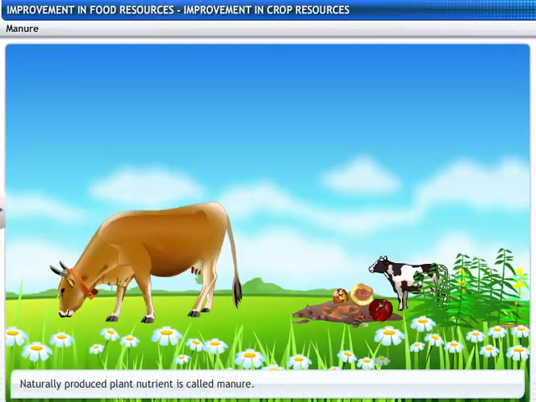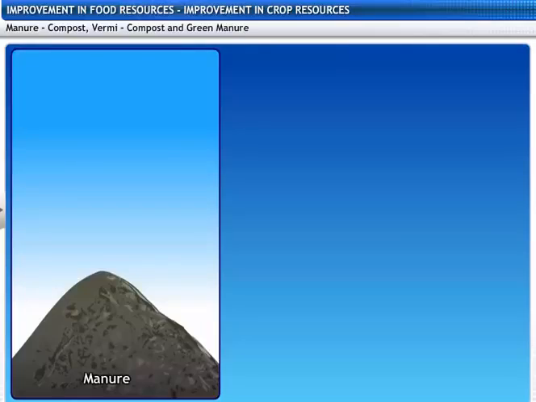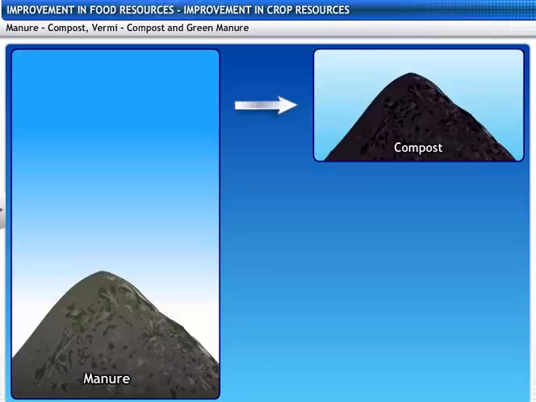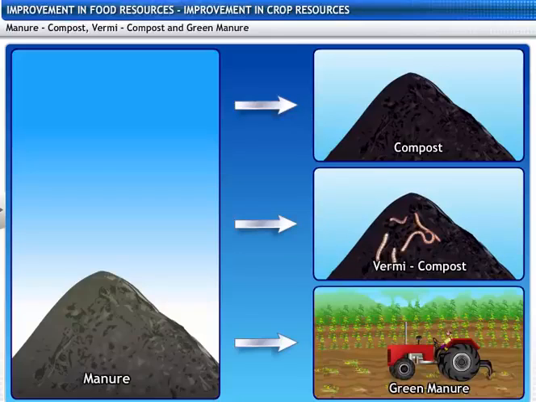Manure is produced naturally by the decomposition of animal excreta and plant waste. Manure contains organic matter and thus increases soil fertility. It also improves the water holding capacity in sandy soils and prevents water logging in clayey soils. Based on the kind of biological waste, manure is classified as compost, vermicompost, and green manure.